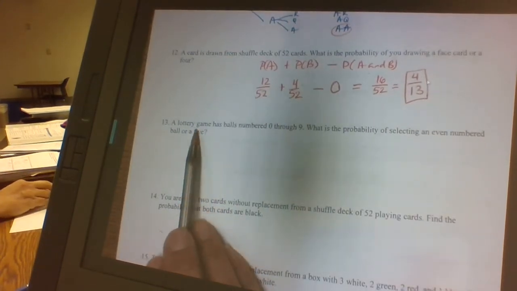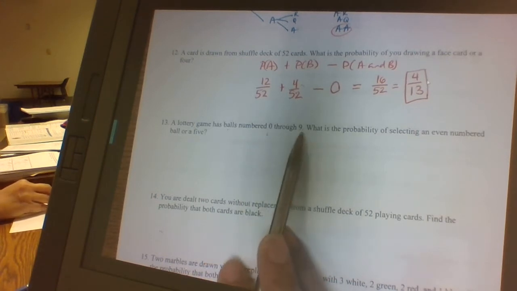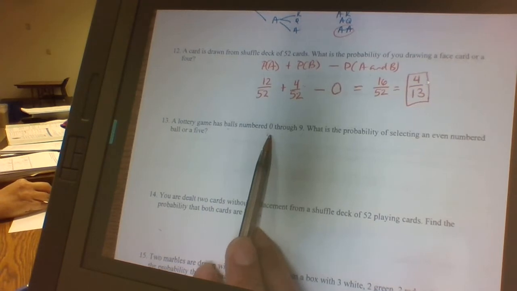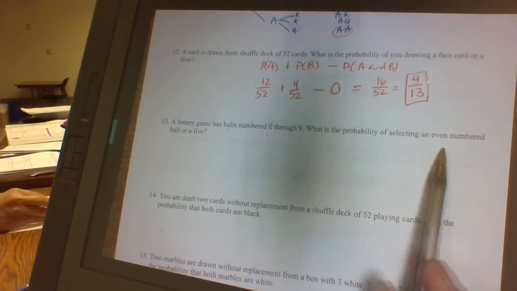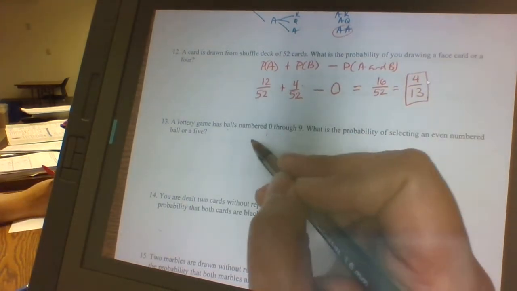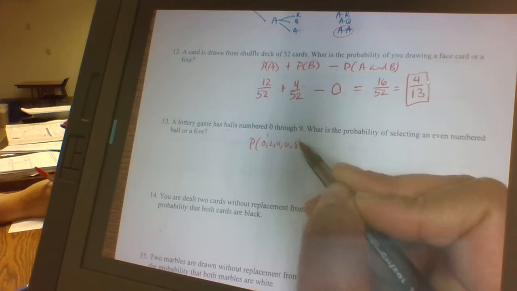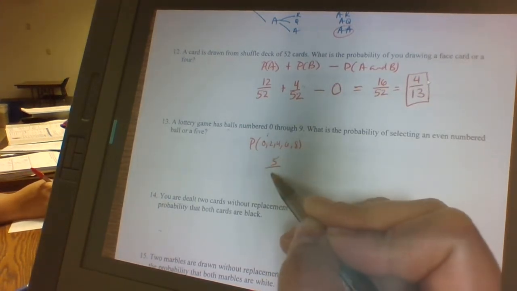A lottery game has balls 0 through 9. Now, in these problems, they consider 0 to be even. Just giving you a heads up. What is the probability of selecting an even number? So which ones are my even numbers? 0, 2, 4, 6, and 8. So that is 5 out of? No. Not 9, because I have 10, because 0.